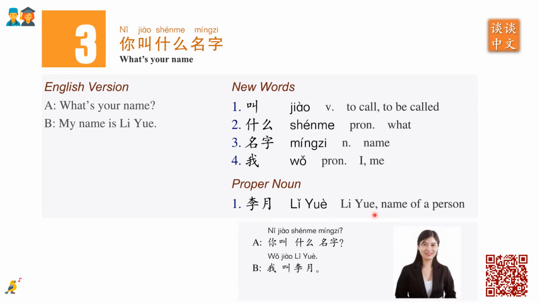So from here you can see that the names of Chinese people are of this kind. So don't expect them to have names like in your country. They have their own kind of name. So Li Yue is the name of the person shown in this figure.